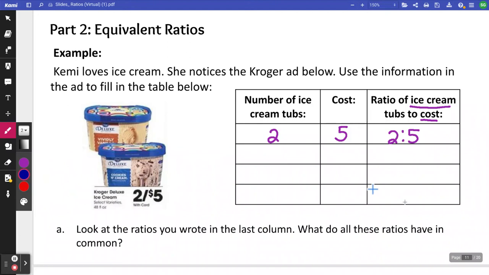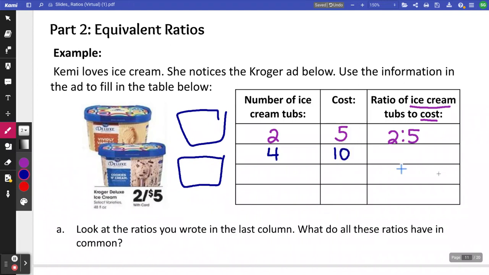So another one of your rows in your table, maybe you said she wants double this. She wants twice as much ice cream that's in this picture. So we could double that. We could say, well, she wants 4 tubs of ice cream. So that's like 2 of these pictures. She wants another pair of tubs, and that would cost twice as much. That would cost $10 and would leave us with a ratio of 4 to 10. For every 4 tubs of ice cream she buys, she pays a total of $10. And we could keep doing that.